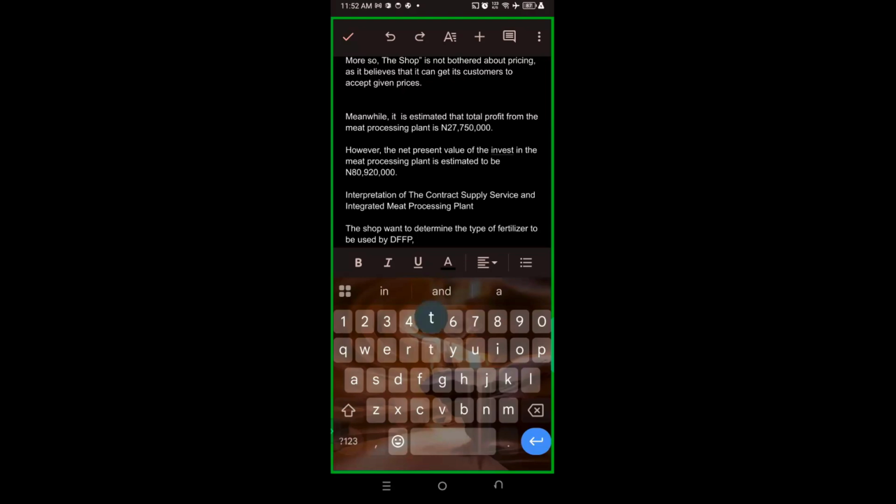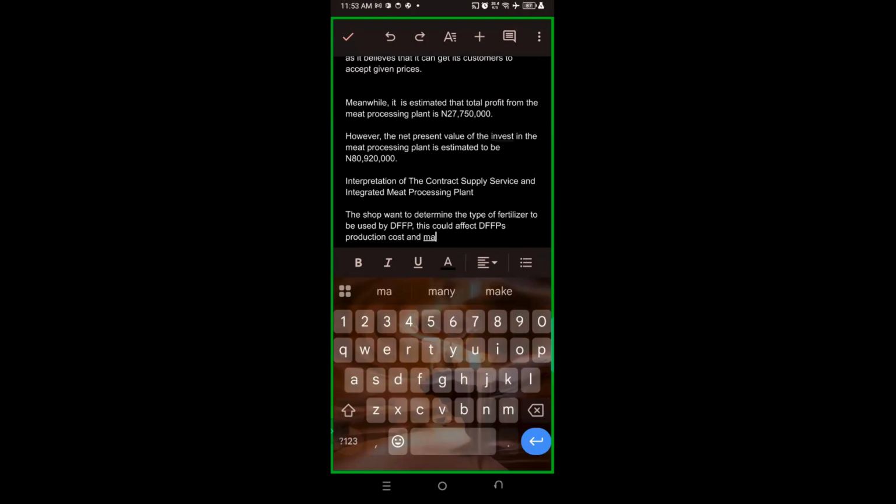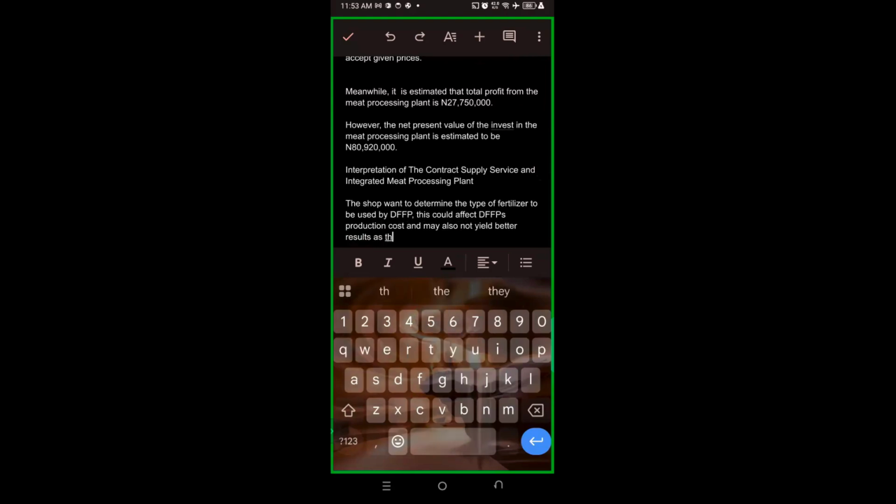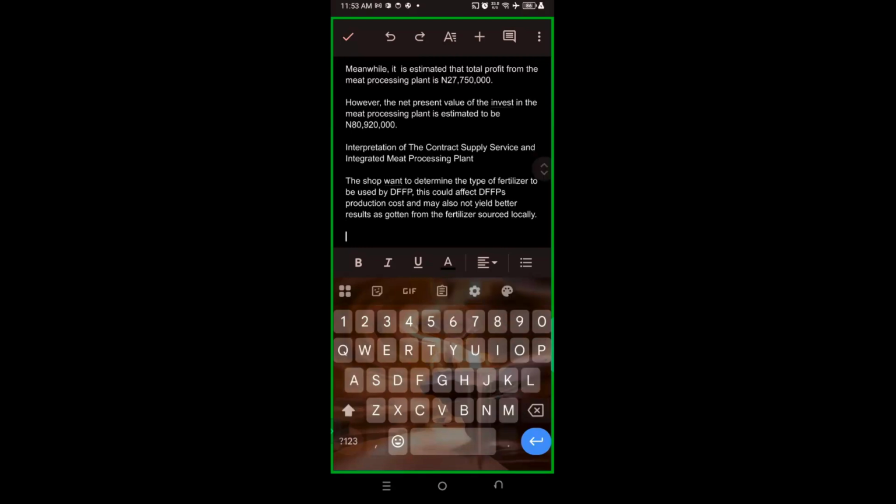So this could affect DFFP's production cost and may also not yield better results as gotten from the fertilizer sourced locally. Okay, that is on that first point.